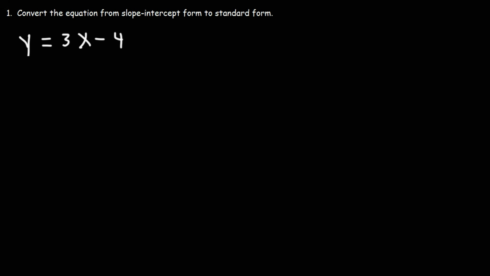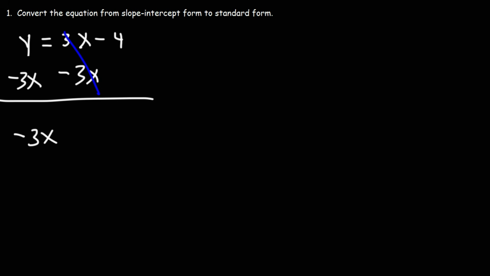We already have the y variable on the left side. All we need to do is move 3x from the right side to the left side. So let's subtract both sides by 3x. At this point, 3x and negative 3x will cancel. On the left, we have negative 3x plus y is equal to negative 4.